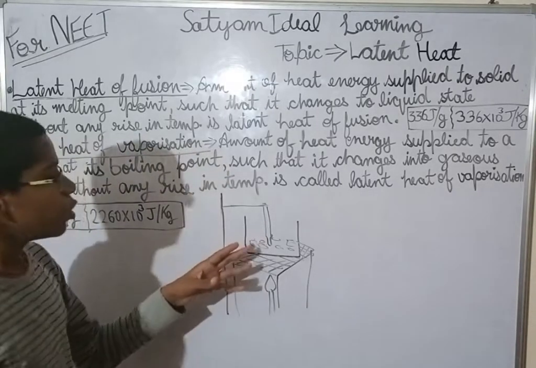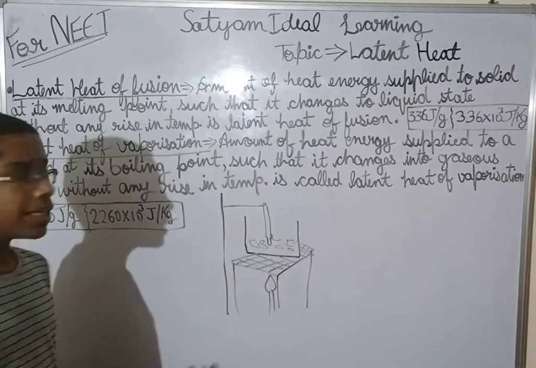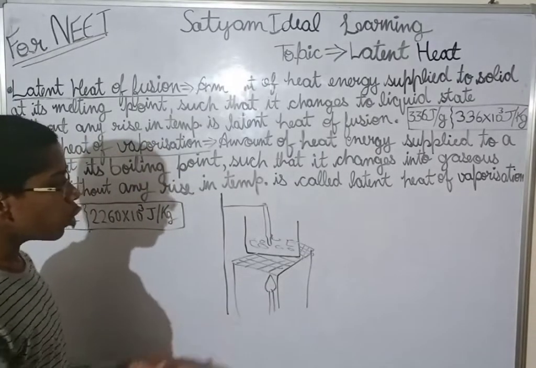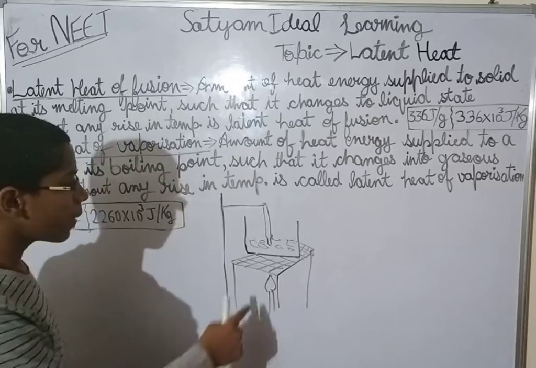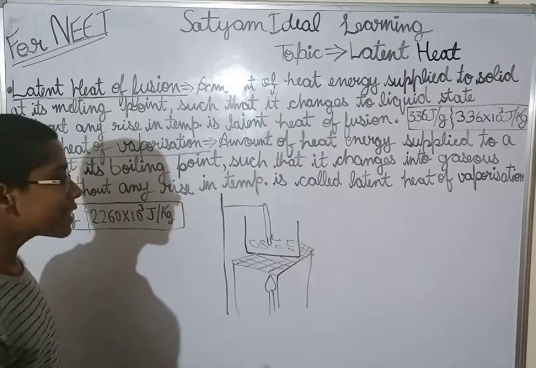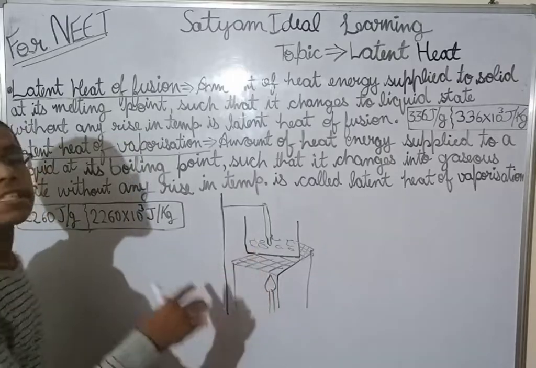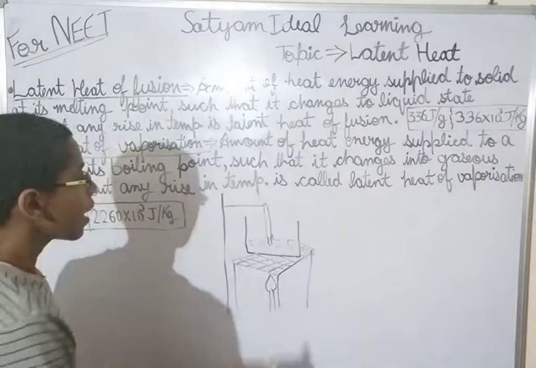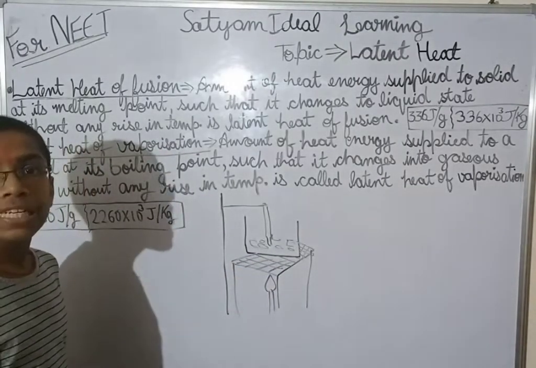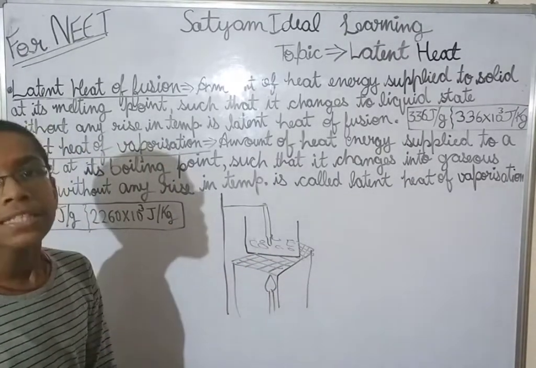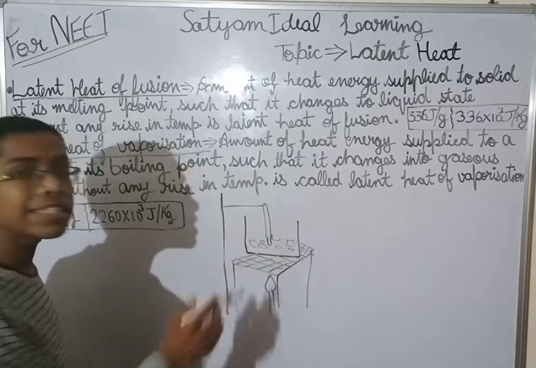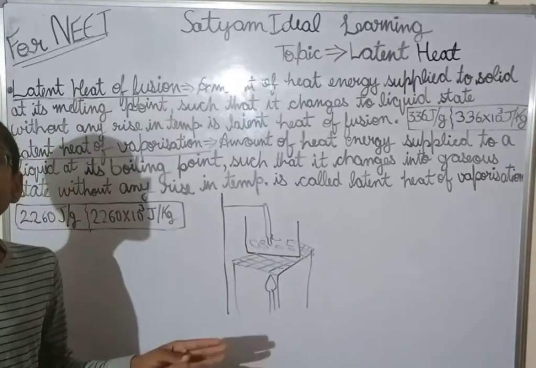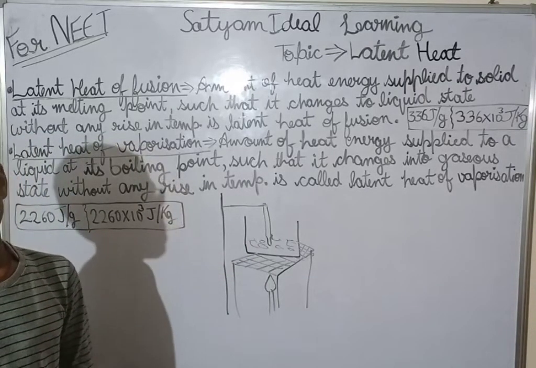Now, you will notice the temperature at the very first. It is 0 degrees Celsius. Now what you have to do, you have to switch on the flame of the Bunsen burner. And you will notice that the ice starts melting, okay? Till the ice fully melts, you will notice that the temperature is still 0 degrees Celsius. Now why is the temperature still 0 degrees Celsius?